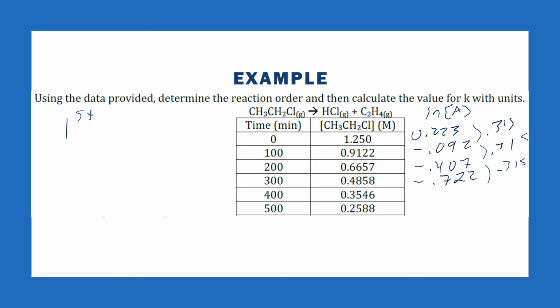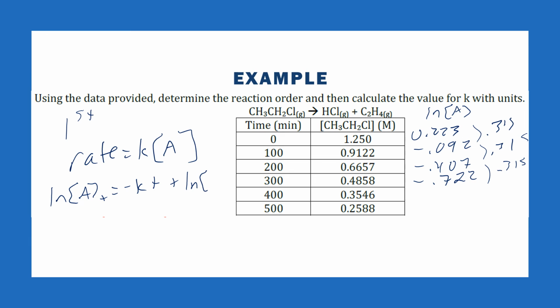Then it says to calculate the value for K with units. Well, we know it's first order, so we can write a rate law. Rate equals K times A. We can also then, because it's first order, use the integrated rate law: ln concentration at time t is equal to negative K t plus the ln of the initial concentration.